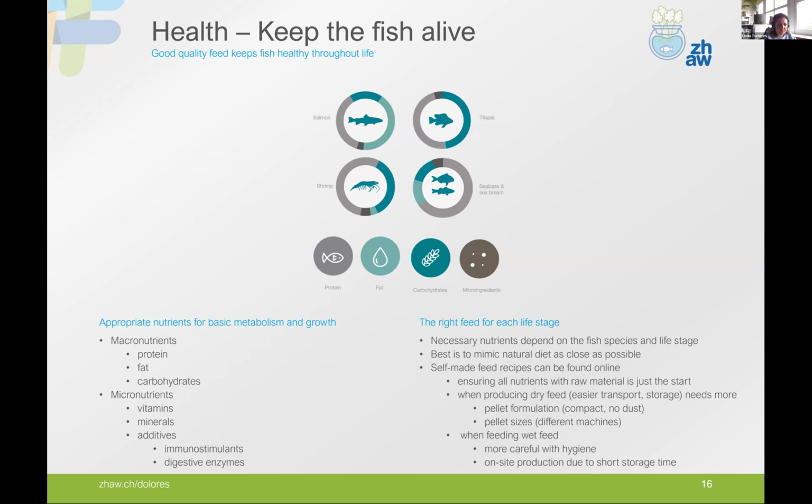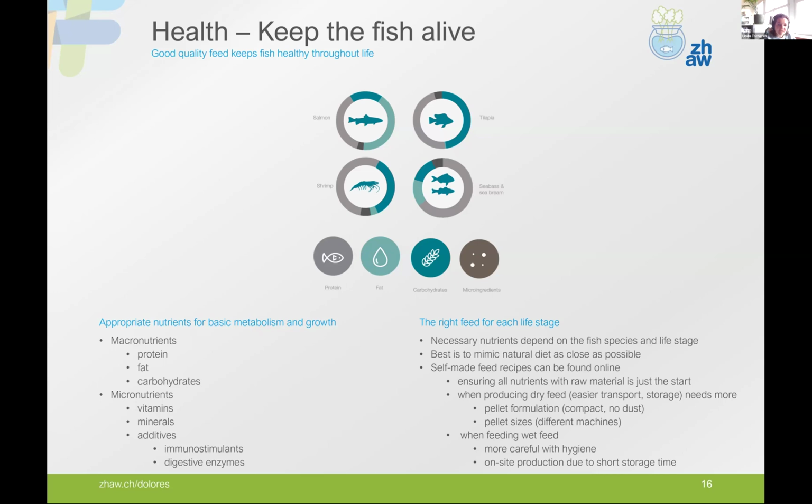Also, nutrient needs are species dependent. We talked a bit about how tilapia are herbivorous and therefore need less protein than a catfish. It's also life stage dependent. So it's best to try to mimic the natural diet as close as you can.